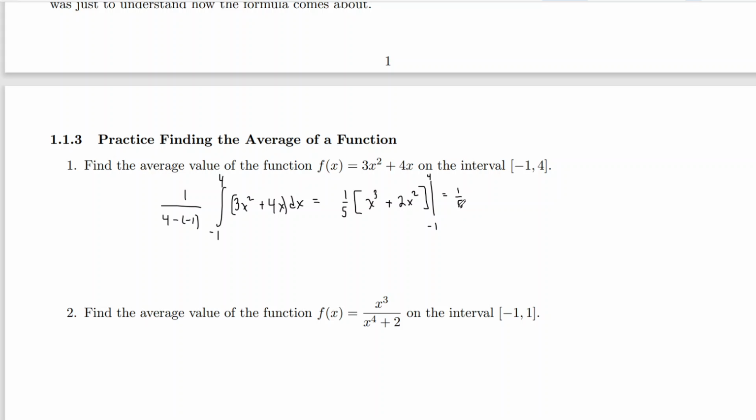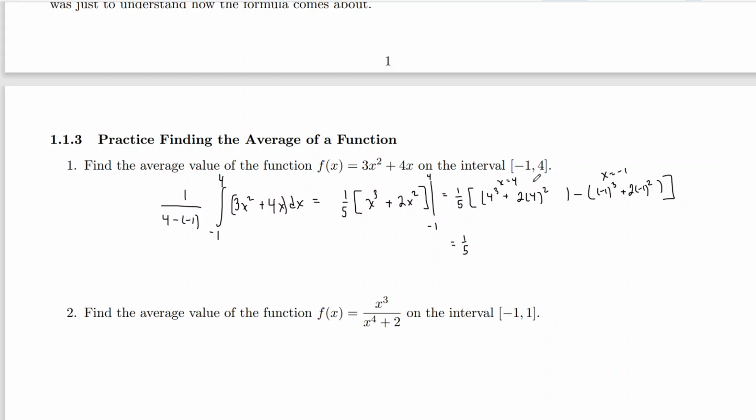And so we've got 1 over 5. We want to plug in x equals 4. Then we want to subtract and plug in x equals -1. All right, so x equals 4, we get 4 cubed plus 2 times 4 squared. Then minus x equals -1, we get -1 cubed plus 2 times -1 squared. And then we got our 1 over 5 out front.